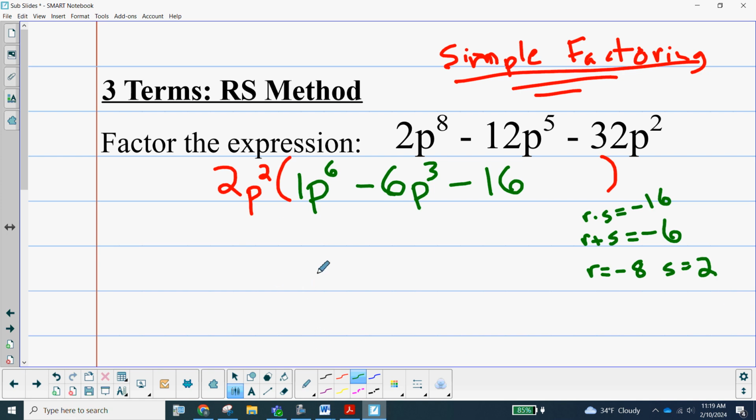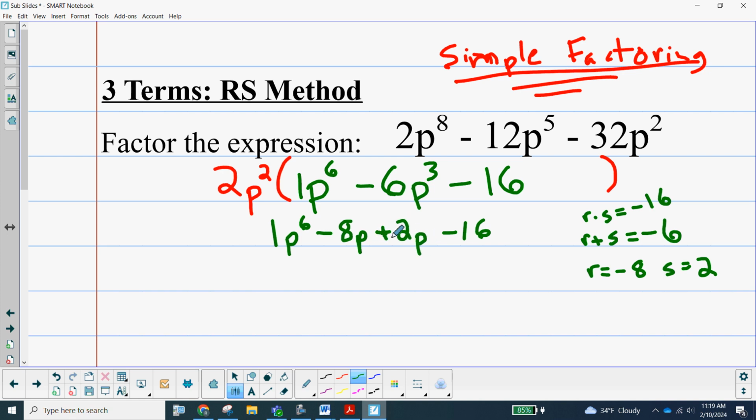Now we're going to use those the same way we've been using them. So we're going to keep the 1p to the 6th power as it is. We're going to keep the negative 16 as it is. We're just going to expand that middle term. Now what I'm going to do here first is going to be a mistake. I'm doing this on purpose. So I'm going to expand negative 6 using negative 8 and 2. And what a lot of people are going to do is they're going to say negative 8p plus 2p.